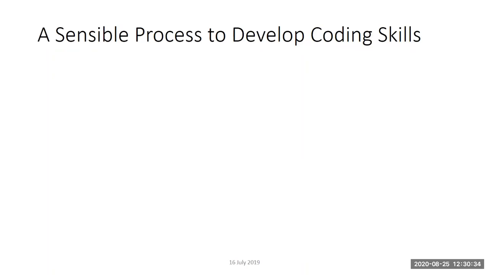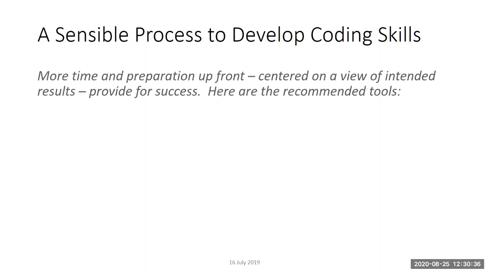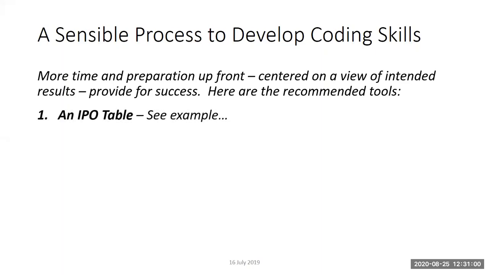So, a sensible process to develop coding skills, believe it or not, is to spend a little more time in preparation up front. You see a lot of people that want to do something for a science experiment and they dive right in and they start writing code. It's not the way to do it. You want to take a little time to determine mostly the outputs. So an IPO table, and this is a tool that you can use.